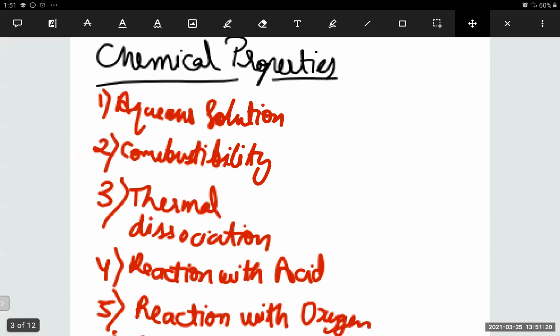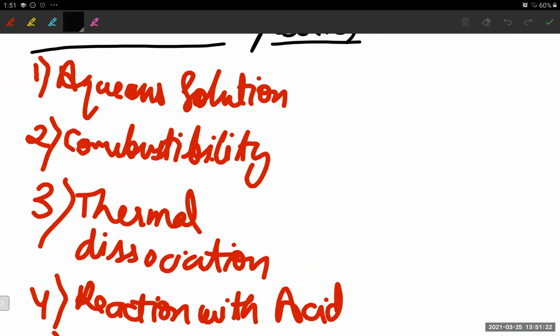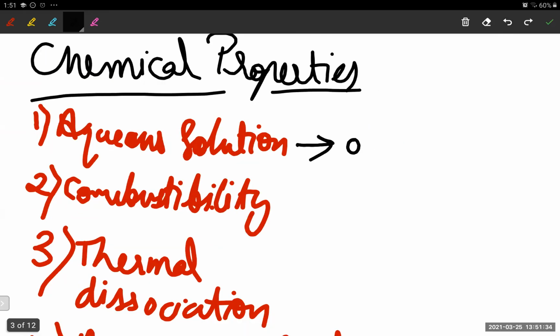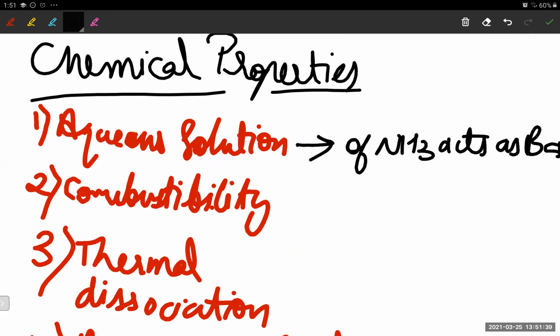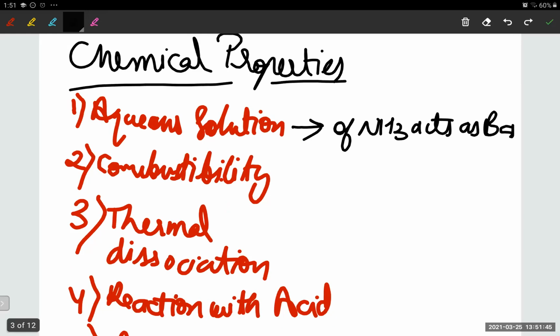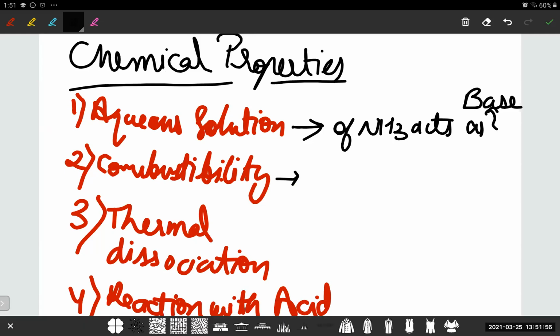Aqueous solution. Tell me, what is the aqueous solution? What type is it? It is a base. Okay. NH3. Let's write it like this. That aqueous solution of NH3 acts as base. Understood? Acts as base.